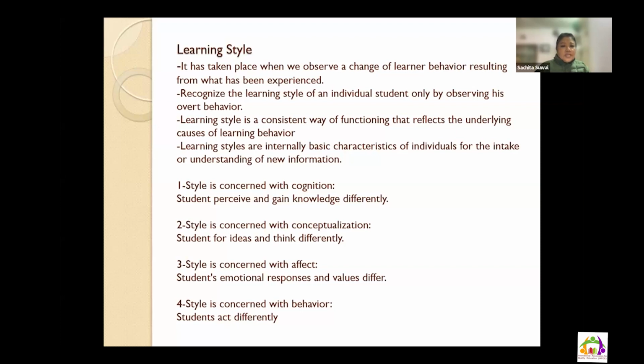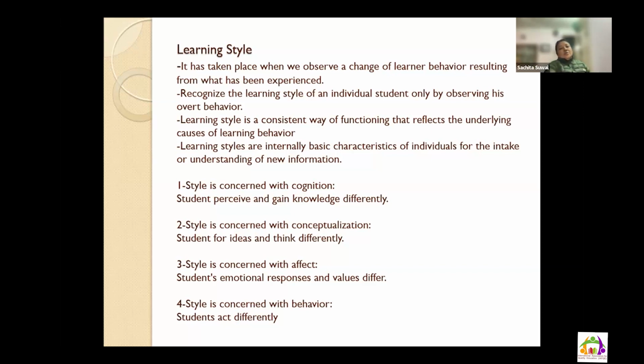Now, when we talk about style, I mentioned a few here. This learning style can take place when we observe a change of learner behavior resulting from what has been experienced. Okay, when this child came to the classroom, he was different. Now I can see a lot of changes in him. Maybe his behavior has improved. Or you can also recognize the learning style of an individual student only by observing the overt behavior. So that child was very, very different.